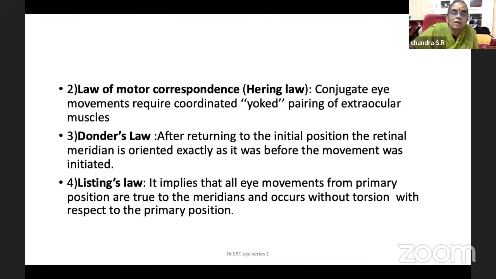And Donders' law is, after returning to the initial position, the retinal meridian is oriented exactly as it was before the movement was initiated. So after the movement is carried out, the eye position returns to the primary resting position to visualize the next target. That is Donders' law. And Listing's law implies that all eye movements from primary position are true to the meridians that we saw, the horizontal, vertical, and anterior-posterior, and occur without torsion with respect to the primary position. So that is Listing's law.